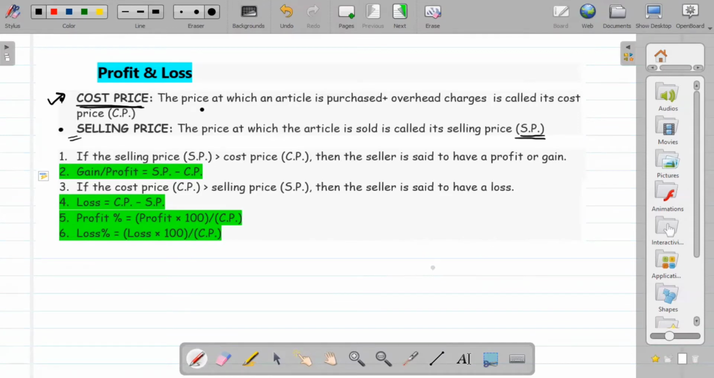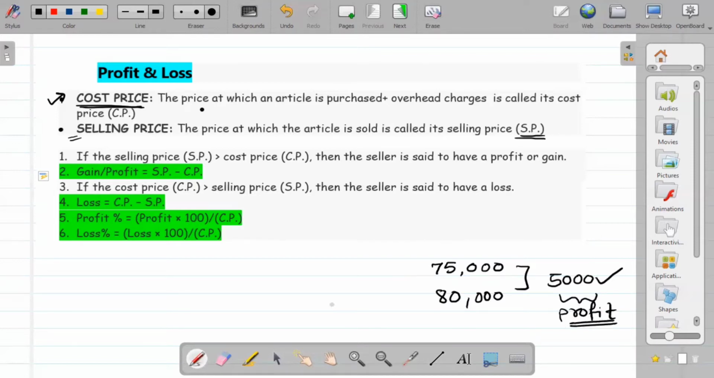Now the total cost price of my bike was 75,000, but I sold it for 80,000, right? So how much money did I get extra? That is 5,000 extra. This much is my gain, or we can call it profit. So whenever your selling price is greater than cost price, मतलब मेरा cost price यहाँ पे कम है, मेरा selling price ज्यादा है, at that time we get a profit, or it is also called gain.